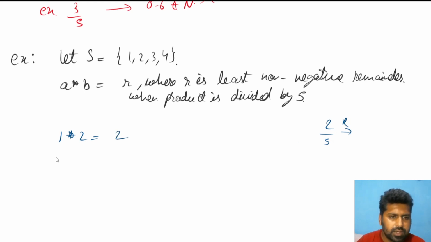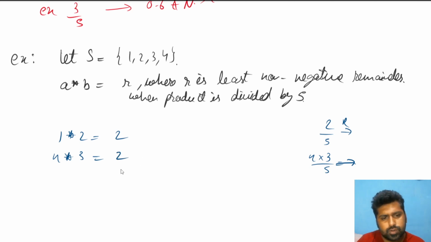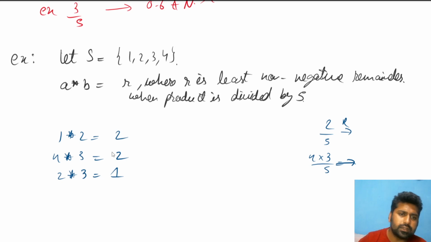2. Okay, similarly let's take some big numbers. Let's take 4 star 3. The result is 4 into 3, and then you have to divide by 5, and you have to write the remainder only. 4 3s are 12. 12 divided by 5, what do you get as remainder? 2. Okay, you can take any other combination. 2 star 3, that's 6. 6 divided by 5, remainder will be 1. So you're seeing that every time we multiply, we definitely get values, and whichever values we get, of course they will belong to this set S.